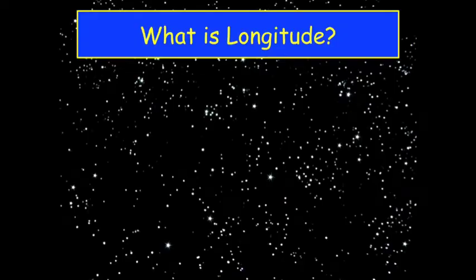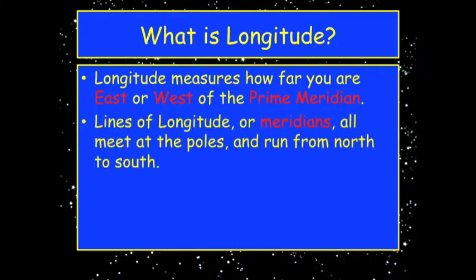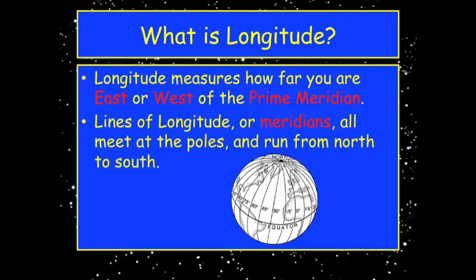Longitude measures how far you are east or west of the prime meridian. And all of these lines of longitude are known simply as meridians. They all meet at the poles, meaning they all intersect in two locations. So this is very different from the system of latitude where everything was parallel to each other. Now these meridians run from the north to the south, and they help us again measure east or west.